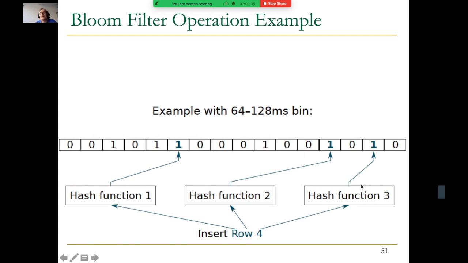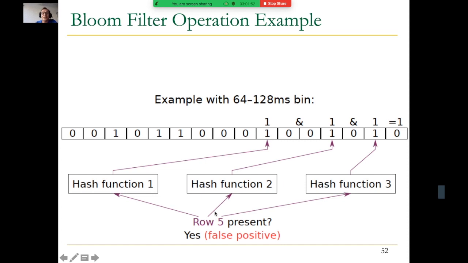Let's assume that we've inserted row 4. The way you insert row 4 is very similar to how you inserted row 1. You basically set the bits associated with row 4 through the hash functions, and you can see that they happen to map to different bits over here. Okay, so you populate more bits.